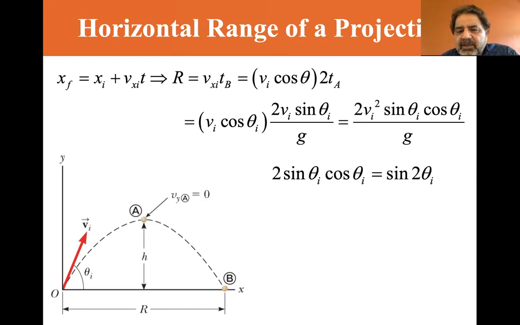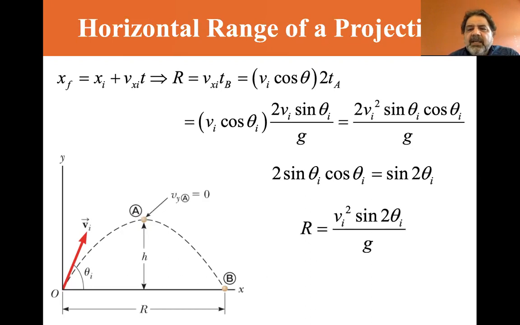And there's an identity that 2 sine theta cosine theta is equal to sine 2 theta. We use that identity and we see that R is equal to Vi squared sine 2 theta over g. Now, R max is when sine 2 theta equals 1. Sine is equal to 1 at 90 degrees, so when 2 theta is equal to 90, theta is equal to 45.